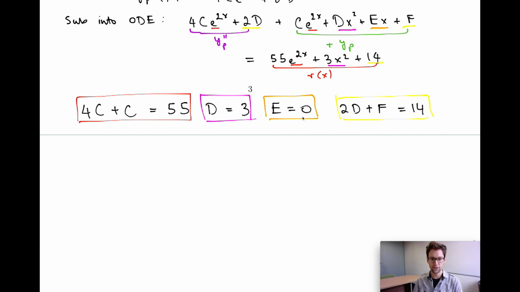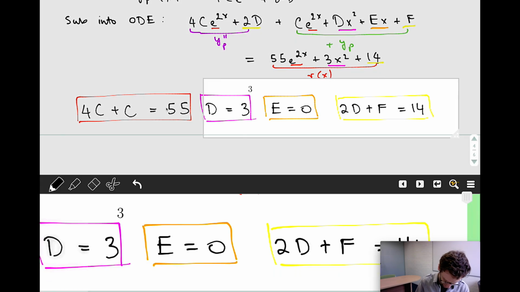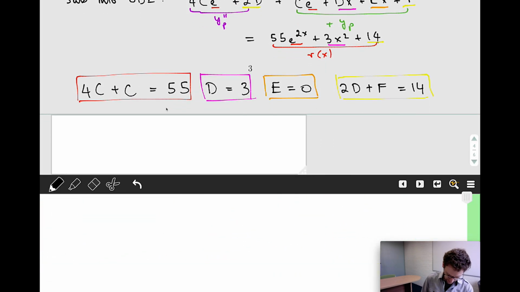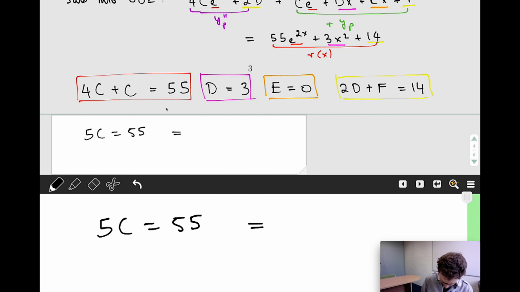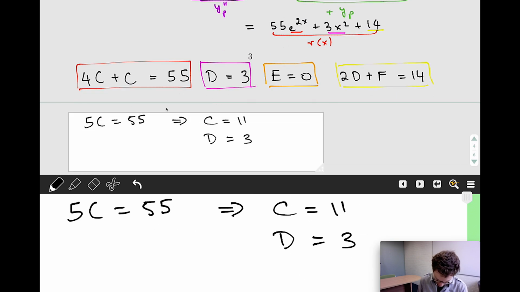In fact, 2 of these equations actually give me solutions right away for 2 of the unknown coefficients, and I can use those now to solve for the other ones. In fact, this one also gives me a pretty simple solution. So let's start gathering together my solutions. 4c plus c is 5c, which is equal to 55, which implies that c is equal to 11. We already have that d is equal to 3 and e is equal to 0.